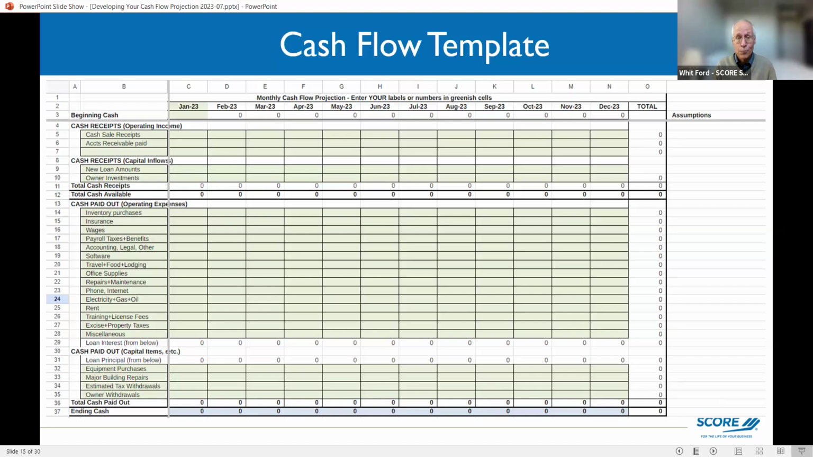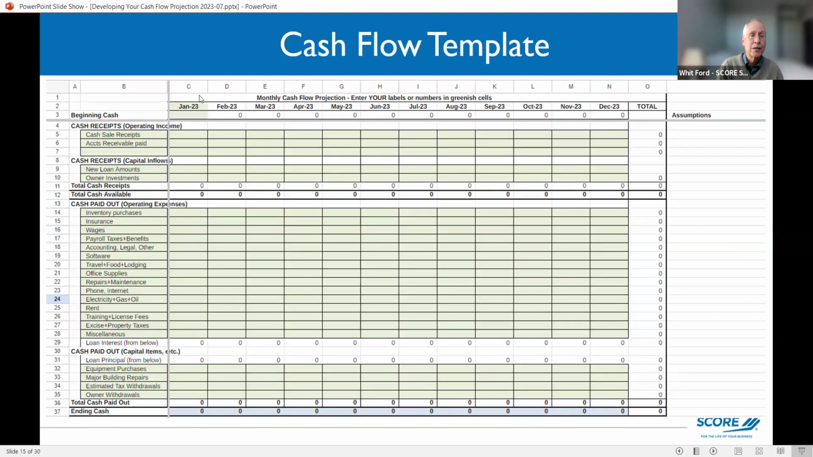There are additional worksheets in this. There's a second page below, which lets you enter loans if you foresee taking out some loans, and it'll calculate what the monthly payment is for you and automatically fill that in this spreadsheet. But everything that has a green background is a cell you can change.